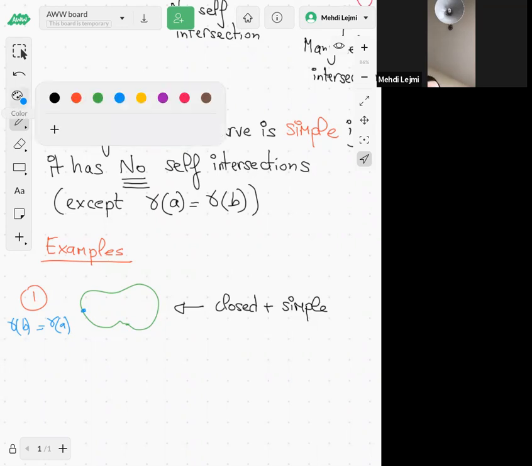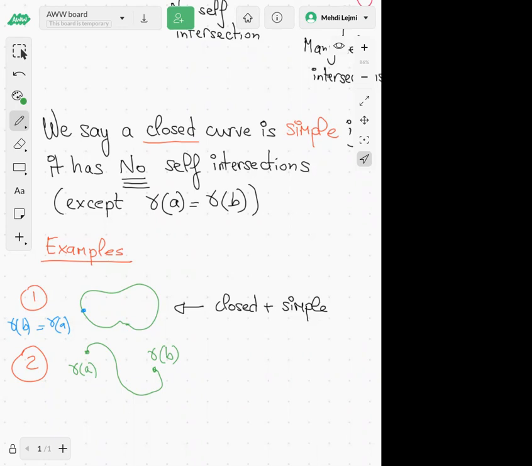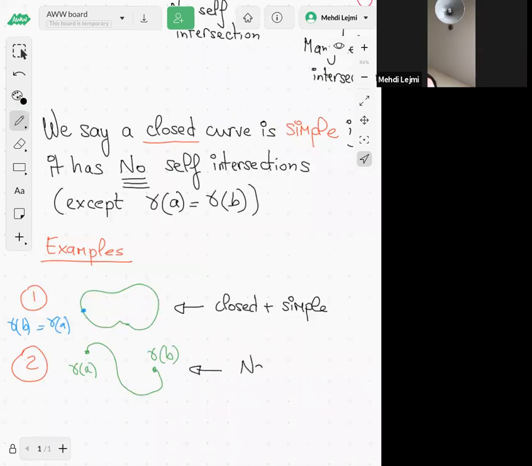Now let's take another example of a curve. Let's say you have this one here. This is gamma of A, gamma of B. My question for you guys is, is this curve closed? Well, gamma of A is different from gamma of B. It's not the same point, so it's not closed. So this curve here is not closed.